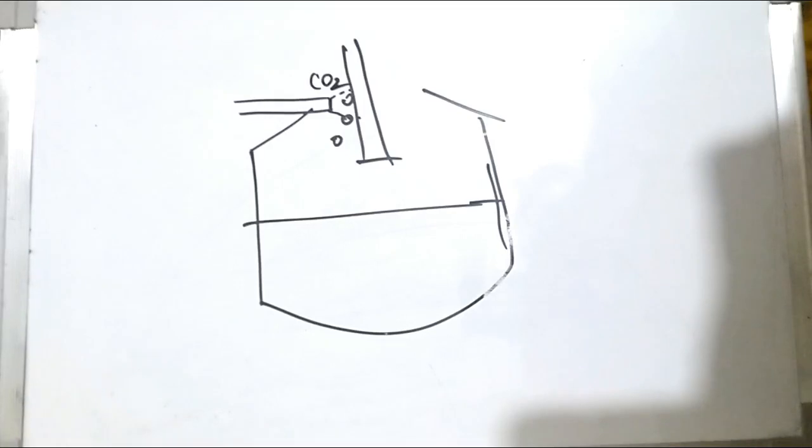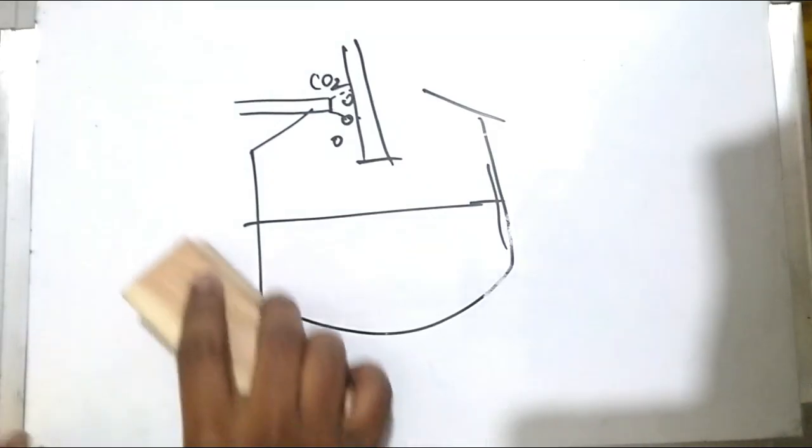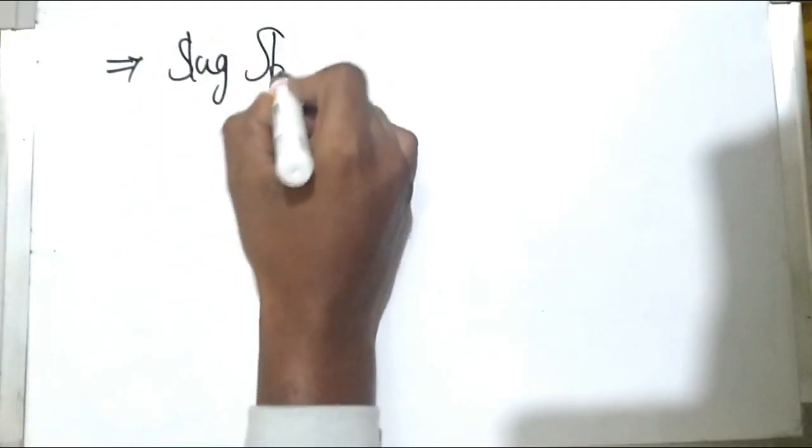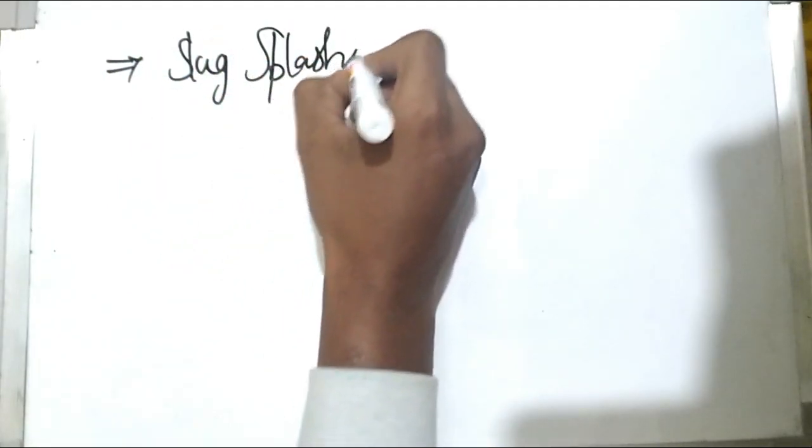One is putting several small orifices around the lance, and the other is putting a separate inlet in order to provide oxygen at the top of the converter. So this is about post combustion. And the next important development is slag splashing.